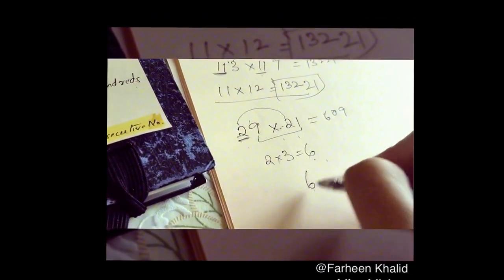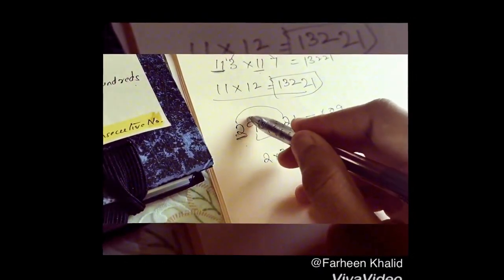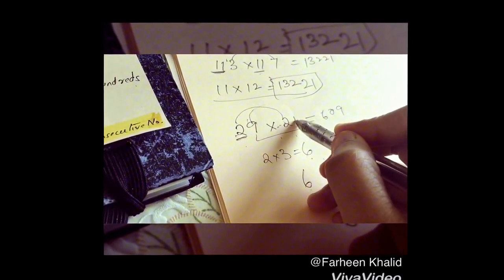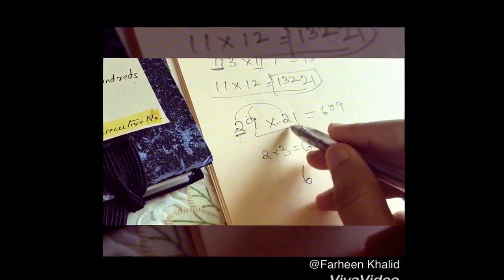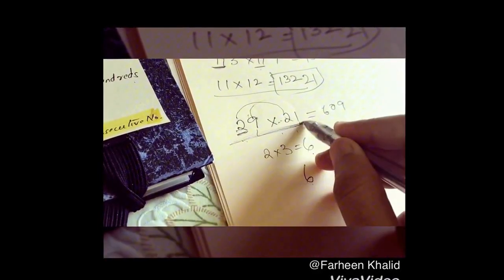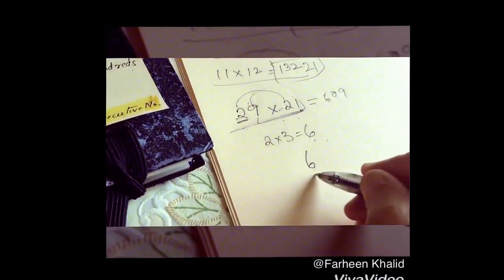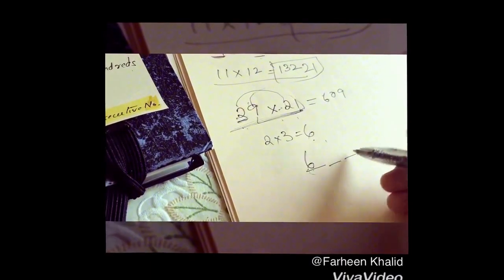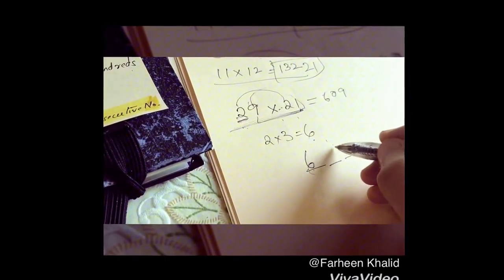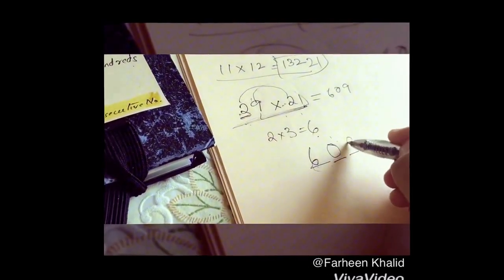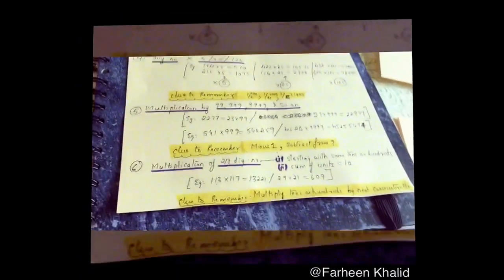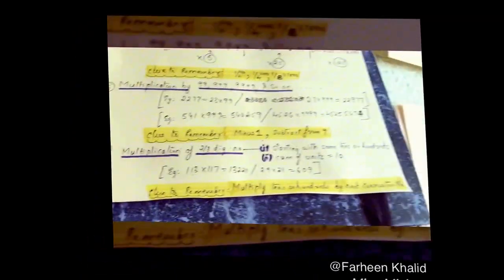Your answer is going to start with 6, and then you do the units times the units. All right, but what you have to remember is this is 4 digits in your question, which means the answer has to have at least 3 digits. So we have a 0 here, and then we have 9 times 1, which is 9. All right, 609 is your answer. So that's again an easy rule.